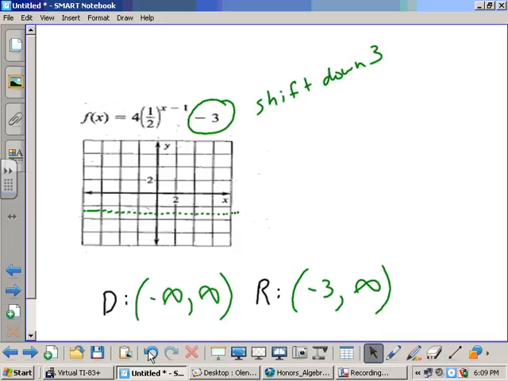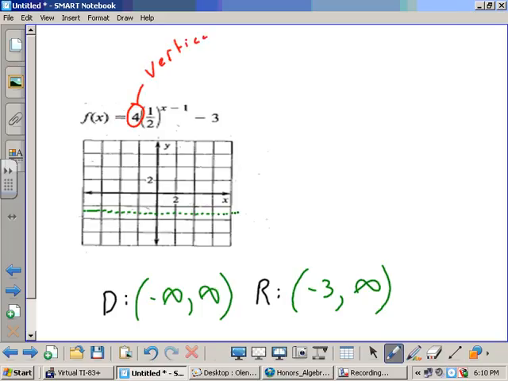Okay, next let's graph. We can use the aid of our graphing calculator to come up with specific points. I have a general idea of what it's going to look like. We know that this 4 out front is going to stretch it and make it more steep, a vertical stretch. This x minus 1 is going to shift our graph to the right 1 unit. And we already talked about the -3 shifting it down 3.